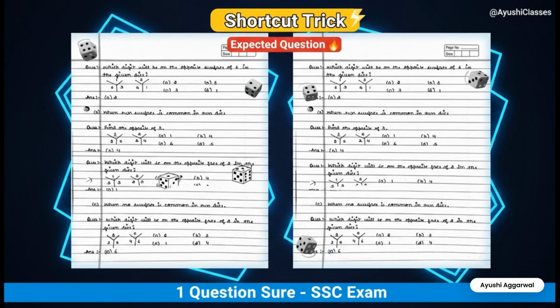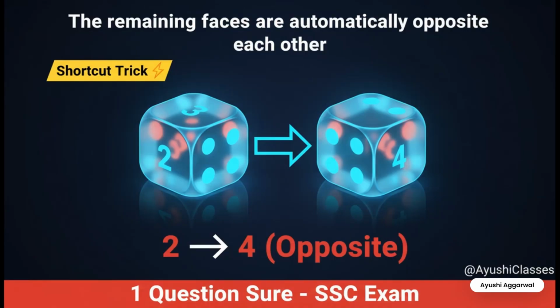They're asking for the opposite of 2. Now, what are the common numbers in both dice? You can see that 3 is common, and 5 is also common. So, according to our super simple rule, the faces that are left over, which are 2 and 4, they automatically become opposite to each other. That's it. No calculation, no clockwise rule, nothing. See how easy that was?